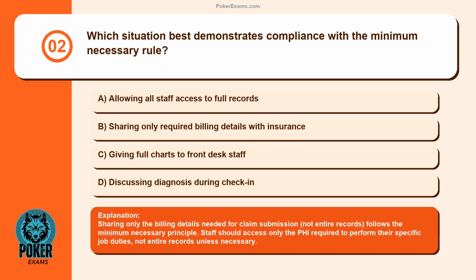Sharing only the billing details needed for claim submission, not entire records, follows the minimum necessary principle. Staff should access only the PHI required to perform their specific job duties, not entire records unless necessary.